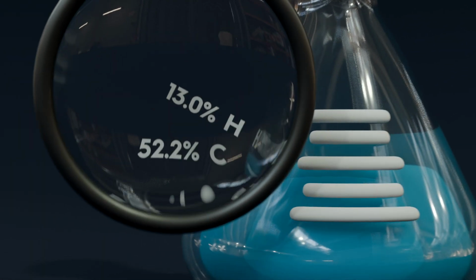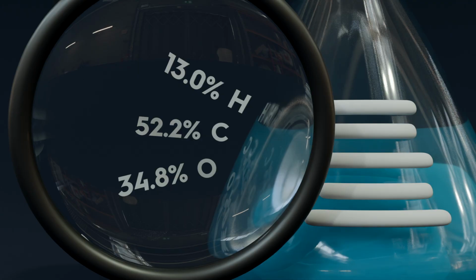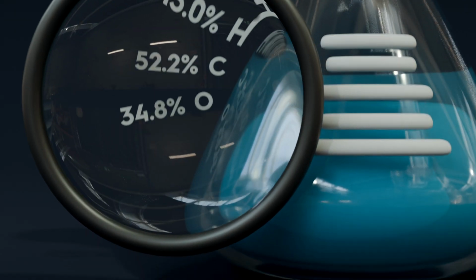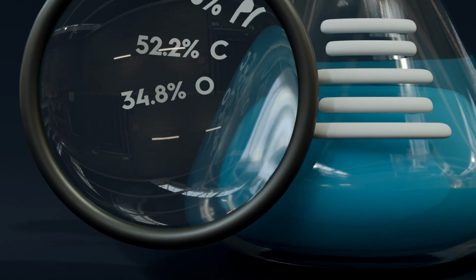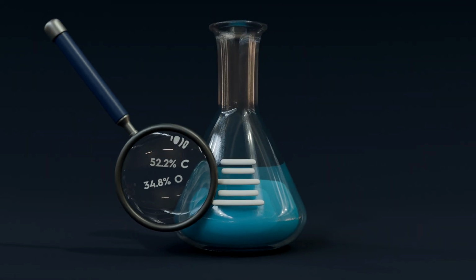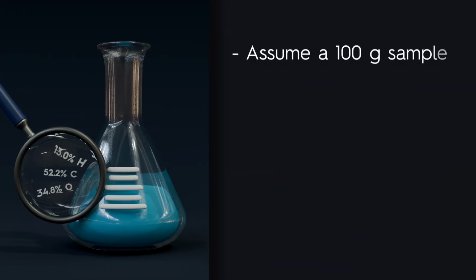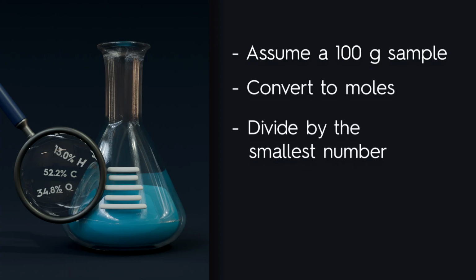Now flip the process. Suppose an unknown compound is 52.2% carbon, 13.0% hydrogen, and 34.8% oxygen by mass. How do we determine its empirical formula? First, assume a 100-gram sample of the compound. Next, convert each element's mass to moles and divide all the mole values by the smallest one. Finally, scale the resulting ratio to obtain whole numbers.